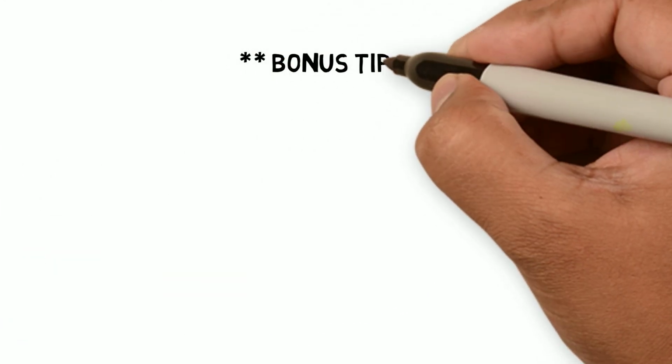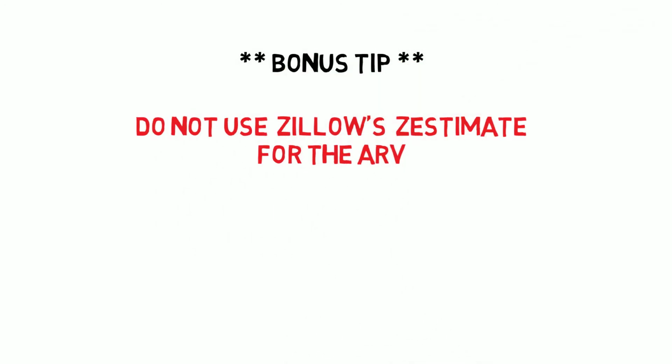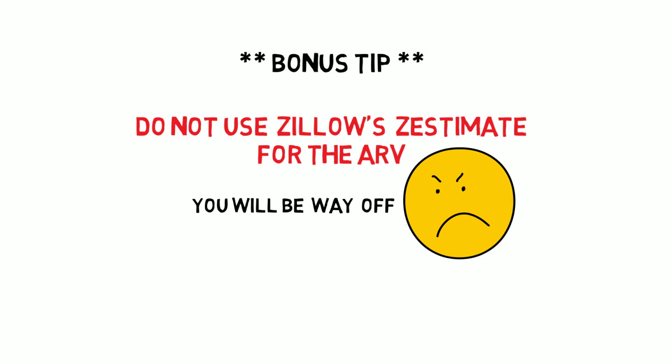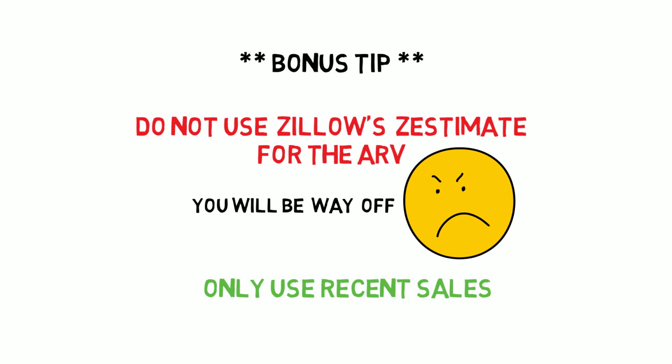Bonus tip: if you use Zillow for comps, please do not use their Zestimate number to determine the comps. You would be way off. Only look at the recent sales.